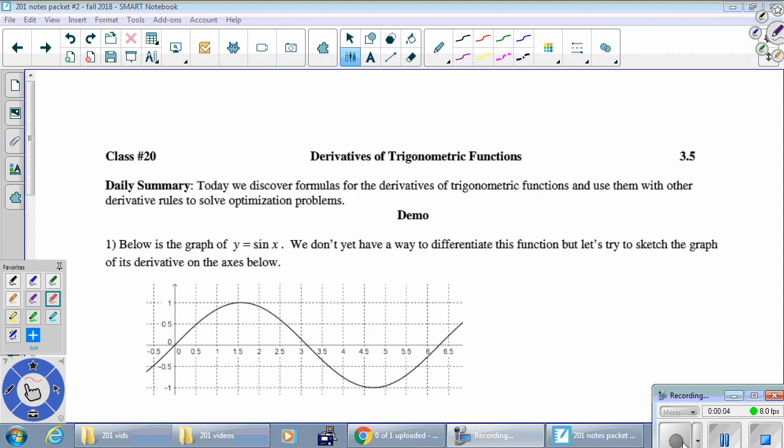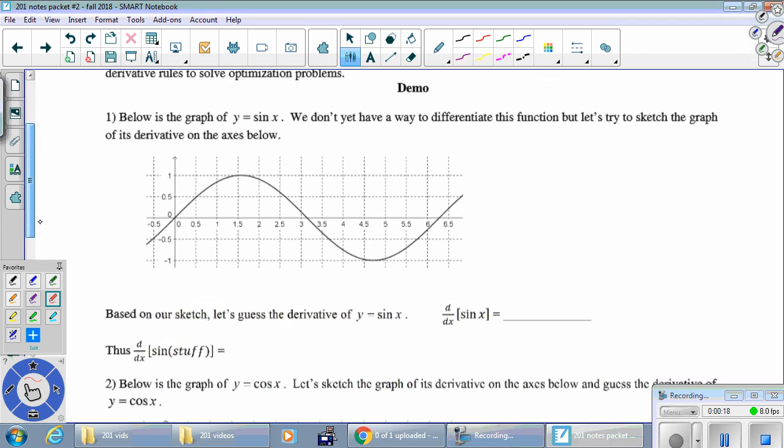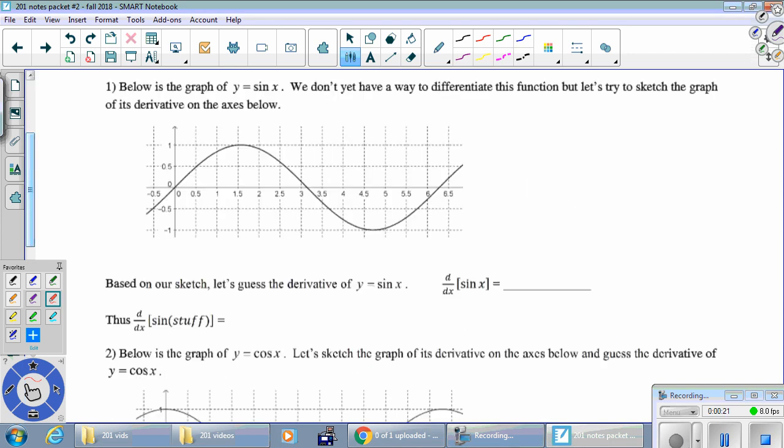Lesson 20 demo. Today we discover formulas for the derivatives of trig functions and use them with other derivative rules to solve optimization problems. Below is the graph of y equals sine x. We don't yet have a way to differentiate this function, but let's try to sketch the graph of its derivative on the axes below.